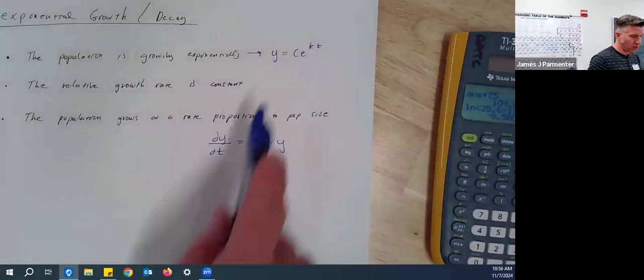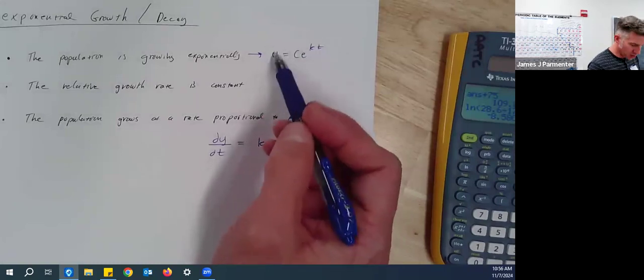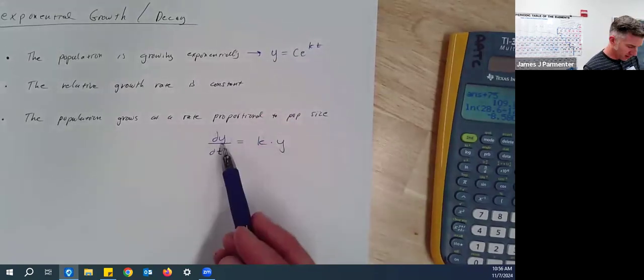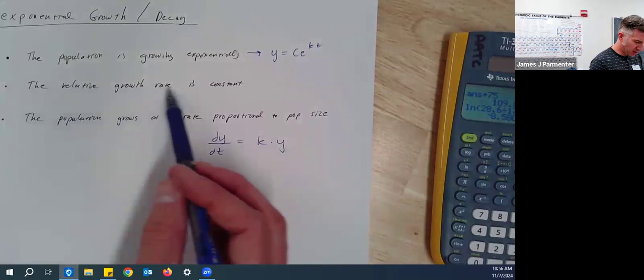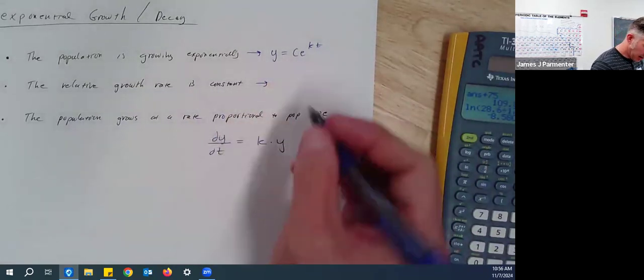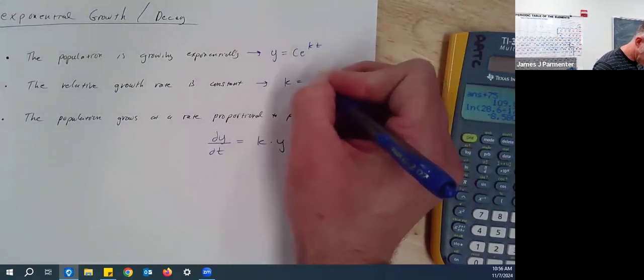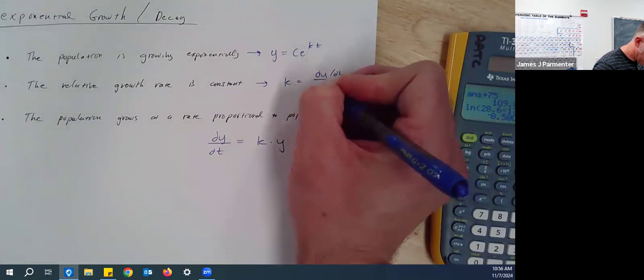These equations are essentially the same, right? This equation here is the solution to this differential equation here. And finally, the relative growth rate being constant, we can just say that we're really just taking this equation here and saying that k is equal to dy dt divided by y.